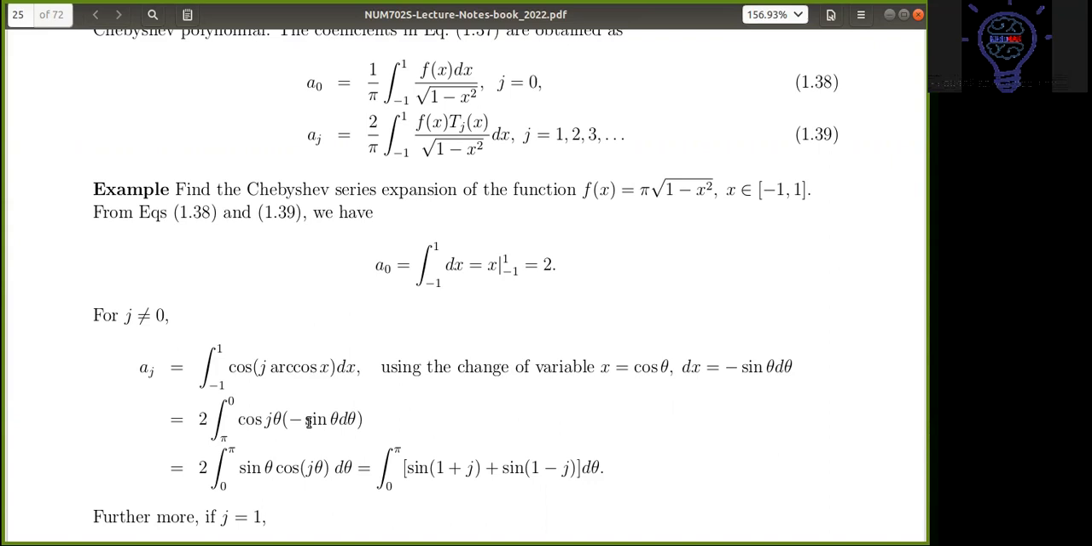Obviously, when x is negative 1, theta will be pi. And when x is 1, theta will be 0. So if we rearrange this, you can see that we are integrating from pi to 0. With the negative, we can interchange the limits of integration, and there will be a negative in front. With this negative, the negatives will cancel out. Finally, we will get the integral from 0 to pi of sine theta cosine j theta d theta.